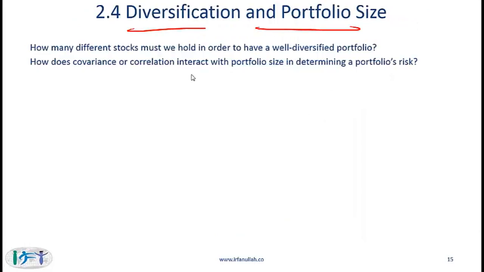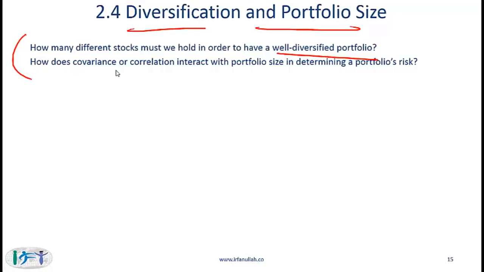Diversification and portfolio size. Now, here are 2 important questions. How many different stocks must we hold in order to have a well-diversified portfolio? Based on what I've said so far, it seems like as we keep adding more stocks, the diversification benefit improves. But then does that mean that we should have an infinite number of stocks? Probably not. I think just intuitively you can recognize that as you keep adding more stocks, the marginal benefit decreases. Okay, so just keep that at the back of your mind.